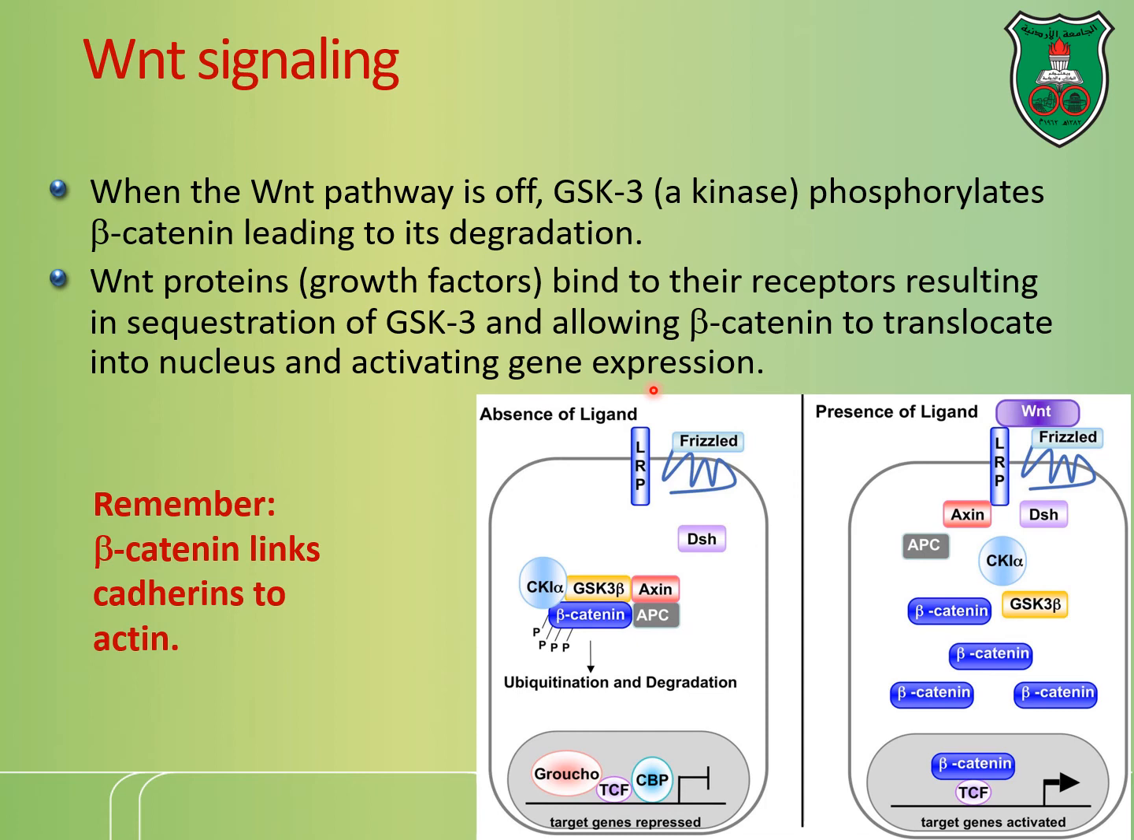So when the pathway is off, it binds to a protein known as GSK3 beta, and this leads to its degradation. Now, when the pathway is activated, when the Wnt growth factor binds to its receptor, this results in the release of beta-catenin. Beta-catenin can then translocate into the nucleus, where it can induce gene expression.